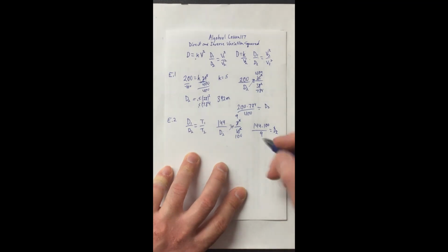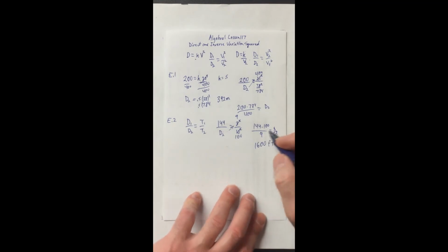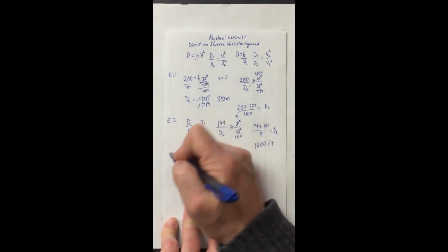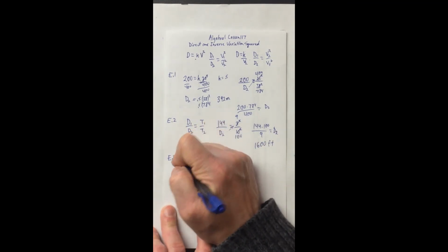and hit enter, and I get 1,600 feet. So even though it went only 144 feet in the first 3 seconds, over those last 7 seconds it's exponentially speeding up. And you can see how we did that there. All right, let's look at example 3.